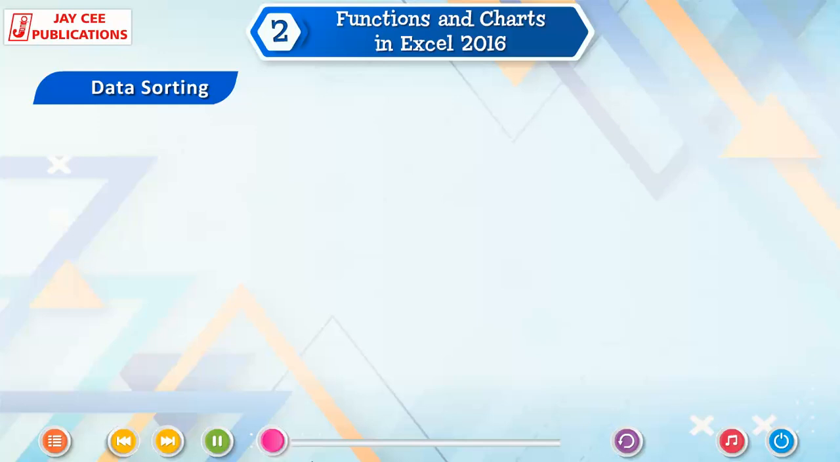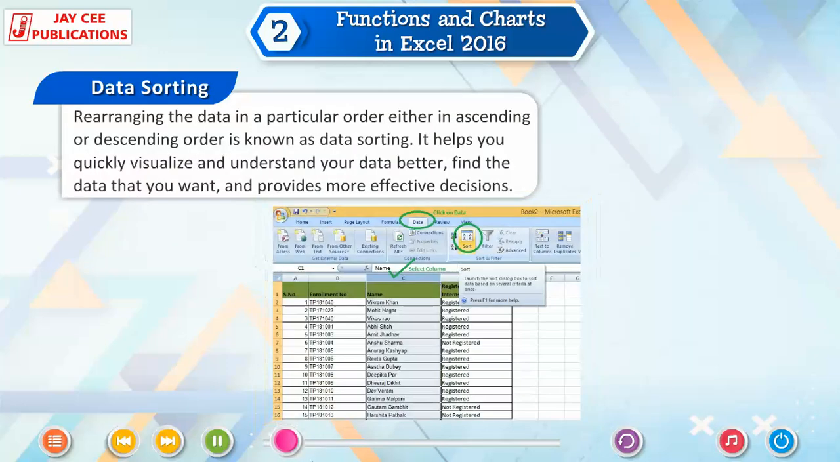Data sorting. Rearranging the data in a particular order, either in ascending or descending order, is known as data sorting.